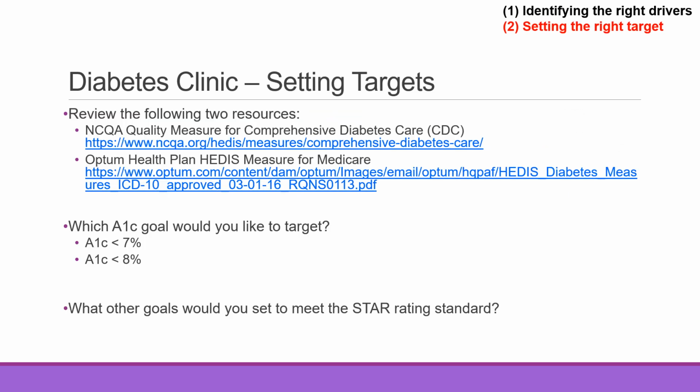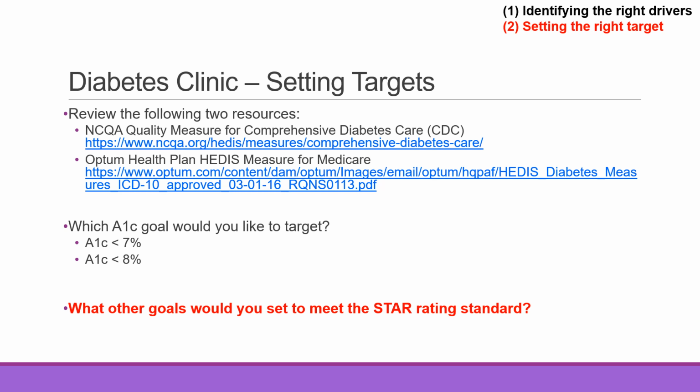So what I'm going to do is ask you to review the following two resources. And we're going to have a discussion about which A1C goal you would like to target, whether it's A1C less than 7 or less than 8 or 9 or 10, and what other goals you should set to meet the star rating standard. Hopefully you pause the video and actually review the two resources.